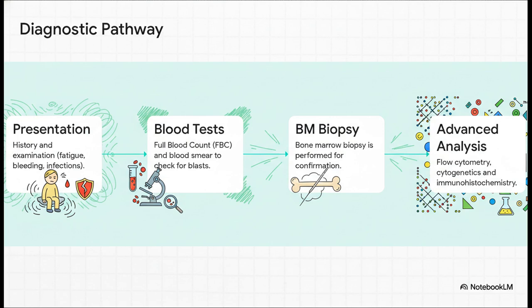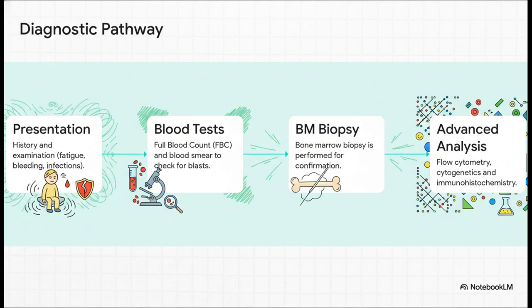They might come in with classic signs of bone marrow failure, like being really tired from anemia, getting a lot of infections because they don't have enough white cells, or bruising and bleeding easily from low platelets. That's the cue for a doctor to order a full blood count and look at a blood smear. And if they see weird cells, the next definitive step is a bone marrow biopsy. And that sample gets sent off for a whole bunch of advanced tests to figure out exactly what kind of cancer it is.